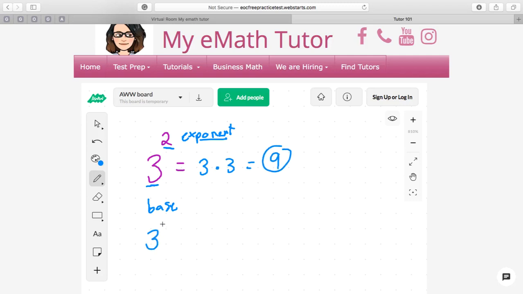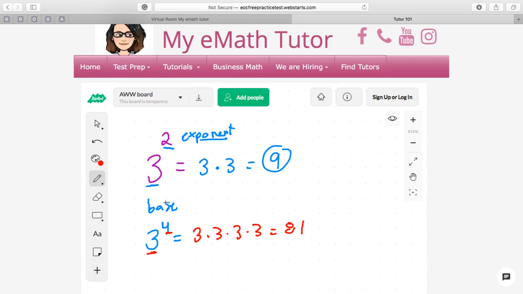Let's say that you have 3 to the 4. Again, I'm going to ask the exponent, hey, how many times do you want me to duplicate? The exponent says 4 times. 3 times 3 times 3 times 3 is equal to 81. So this is the basic of exponents.